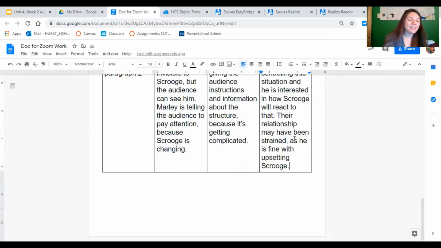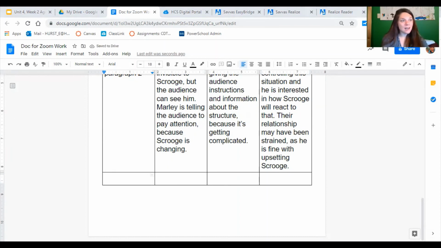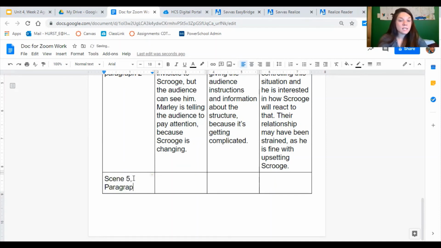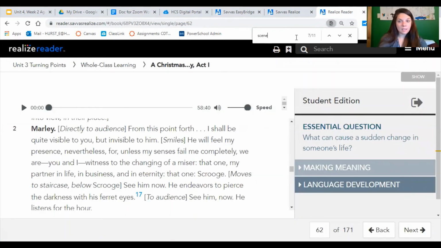Okay, so the next one, you are going to do this part alone. I want you to find your own piece of dialogue that you think is interesting, that tells us about the characters, maybe has a little bit more to it than just the literal meaning. Pause me while you do that. All right, if you're having trouble finding a piece of dialogue, my suggestion would be scene 5, paragraph 79.